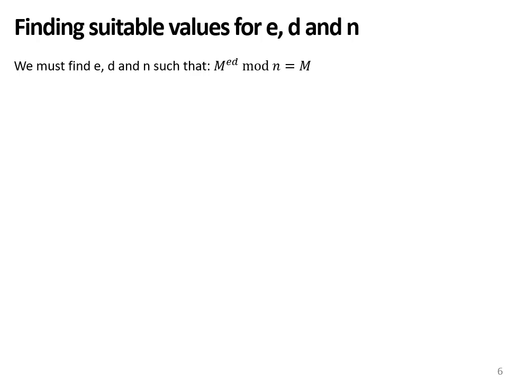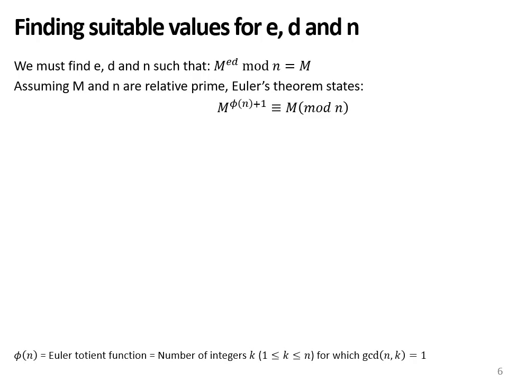And the answer is given by Euler's theorem. Because if we assume that m and n are relatively prime, then Euler's theorem states that m to the power totient n plus 1 equals m modulo n. Here the totient refers to Euler's totient function, which is the number of integers less than n that are relatively prime to n.